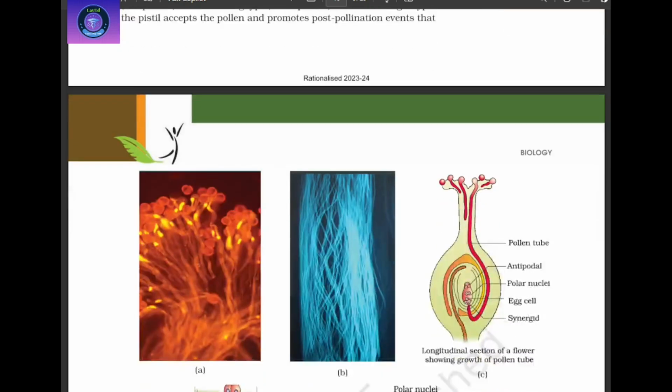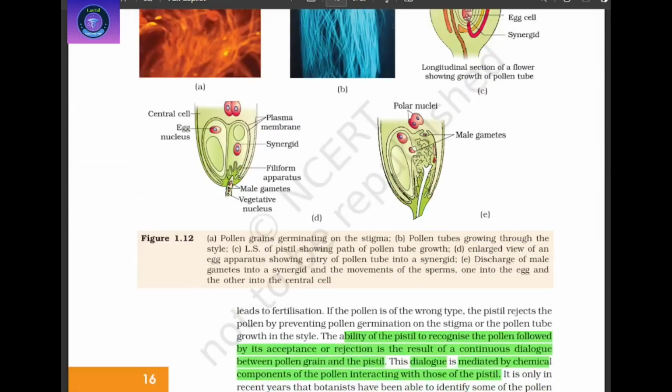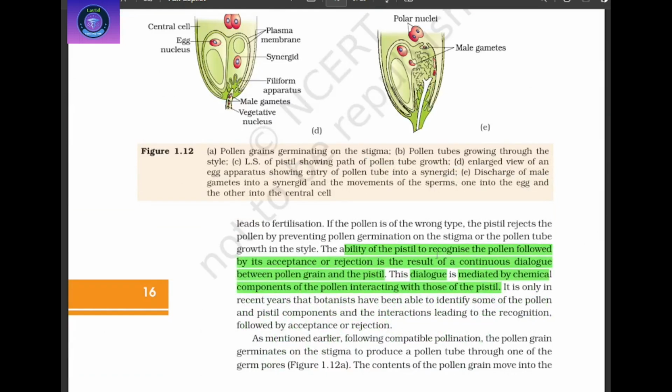Okay, let's go back. The ability of the pistil to recognize the pollen, followed by its acceptance or rejection, is a result of a continuous dialogue between the pollen grain and the pistil. So how do they judge whether it is of the right type or wrong type? It is mediated by the chemical components of the pollen interacting with those of the pistil. That is the main thing they are highlighting. You can also highlight it in the NCERT. Okay, I'll move ahead.